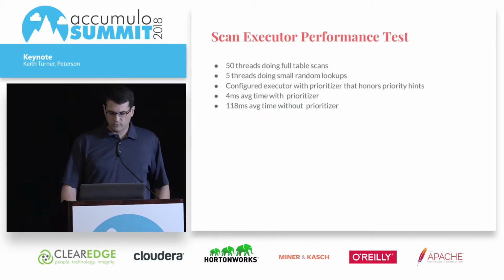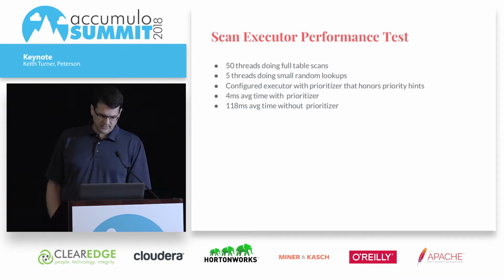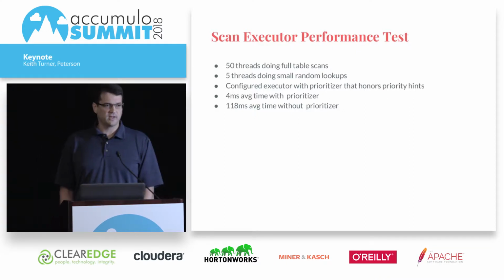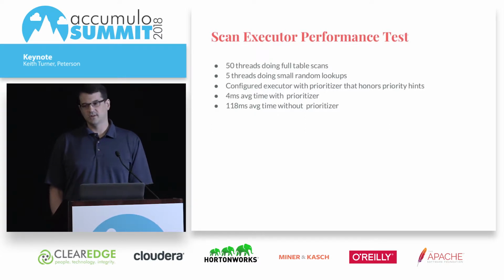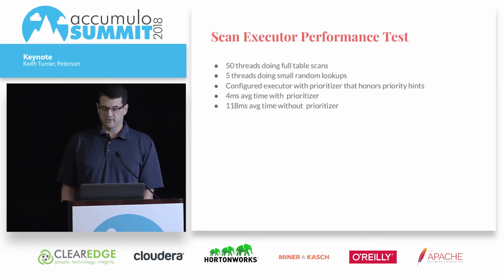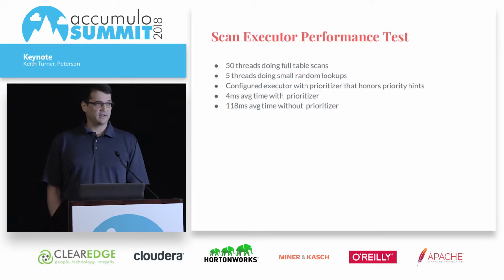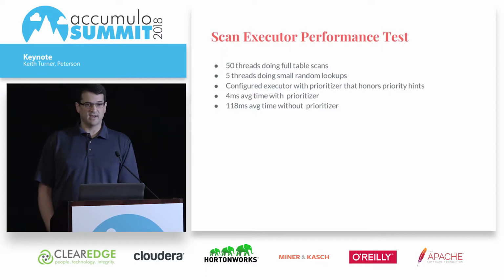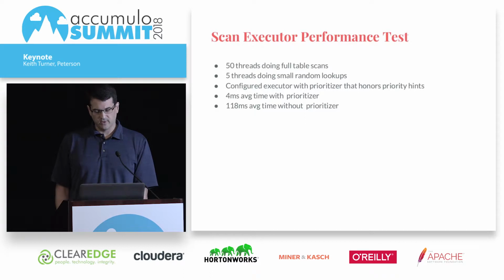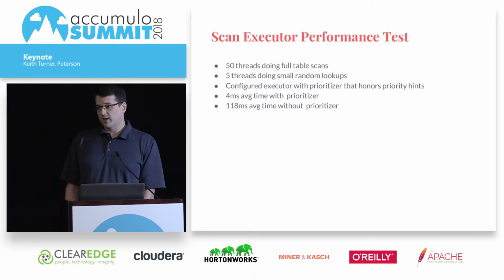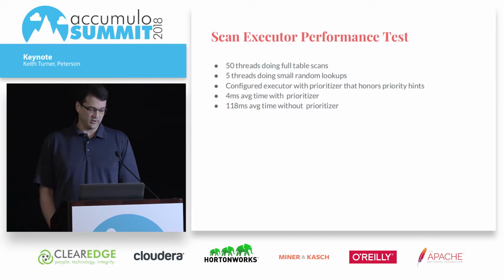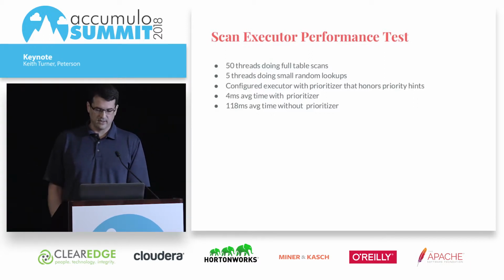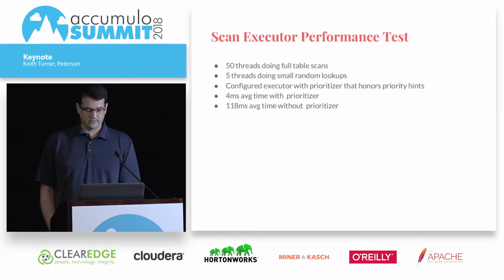I did a quick performance test using this new scan executor service. I created a small table with 1 million key values on a single tablet server, and then I had 50 threads continually doing table scans against this table. And then I had 5 threads that were trying to do random lookups with all this mayhem going on with the 50 threads. And I tried doing this experiment with and without prioritizers.